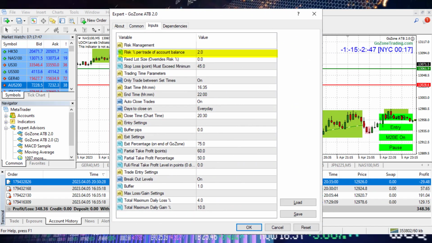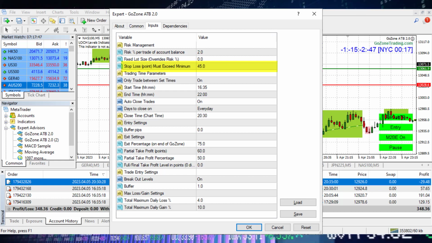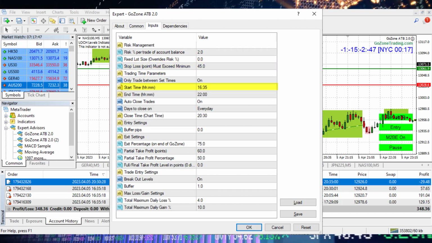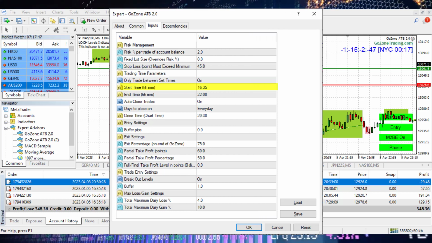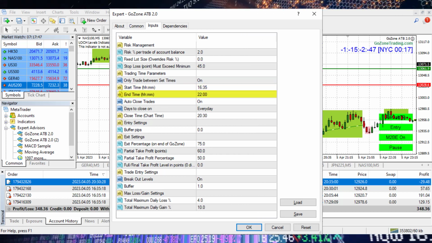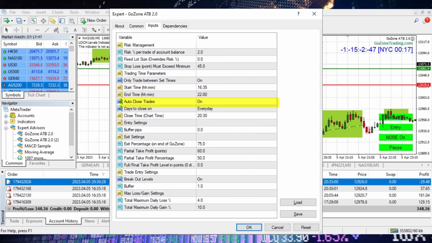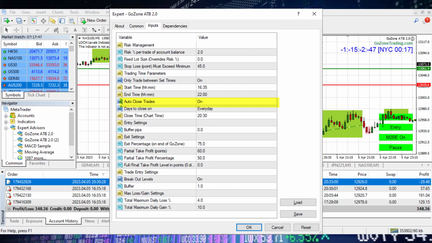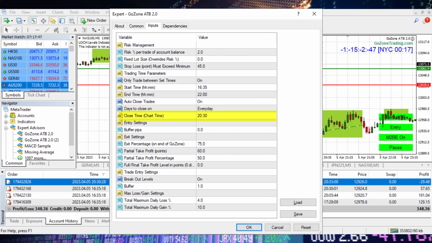Okay, we are going to be risking 2% on each trade today. We have our stop loss set at 45 points. We're going to turn on the ATB to start 5 minutes after the cash market opens. We're going to end it at 2200 hours. We've got auto trade close on, and we are going to have any open trades closed at 2030.